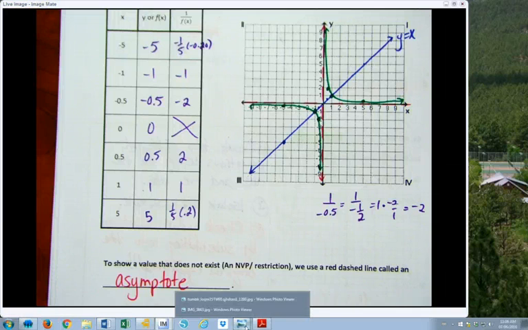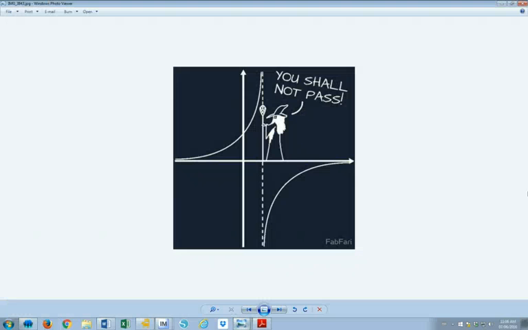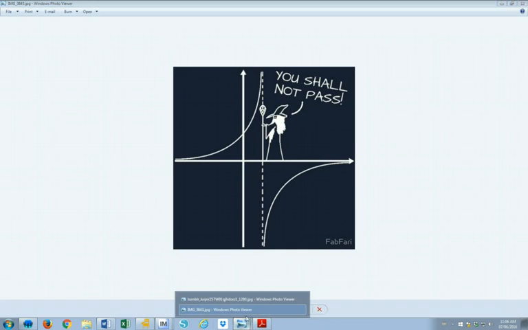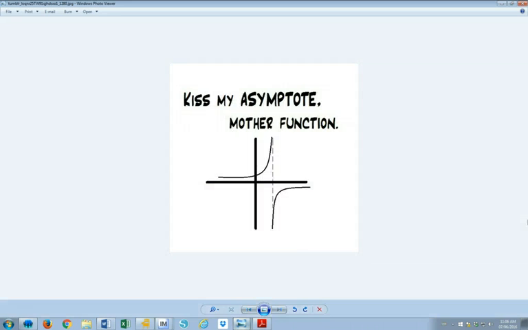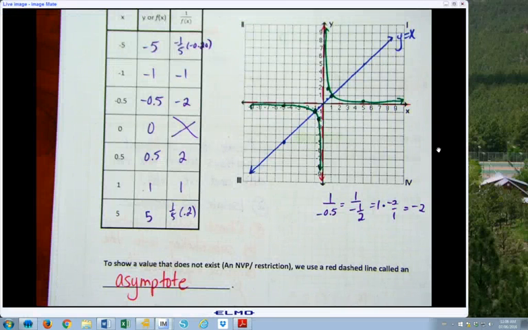Here's some math humor for you. Remember, we're not really funny people. Generally, mathematicians not so much. This one might be my favorite. Oh my god, that just makes me laugh. Wow, that's awesome. That's funny. It looks like the thing is crossing the asymptote.